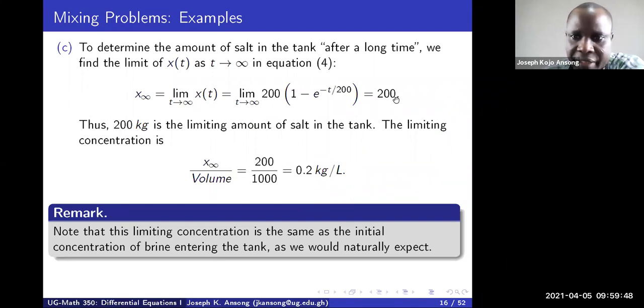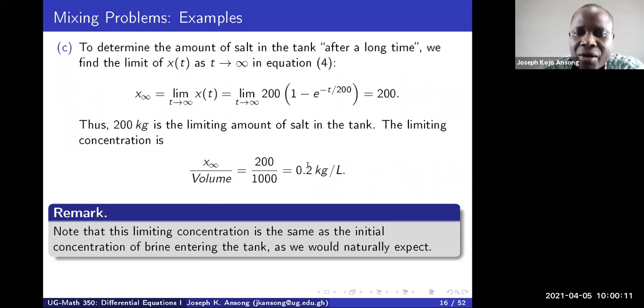So that is what this is saying. So 200 kilograms is the limiting amount. This limiting amount just means when you take the limit as t goes to infinity, it is the limiting amount of salt in the tank. And the limiting concentration you can find by taking the limiting amount divided by the volume, right?